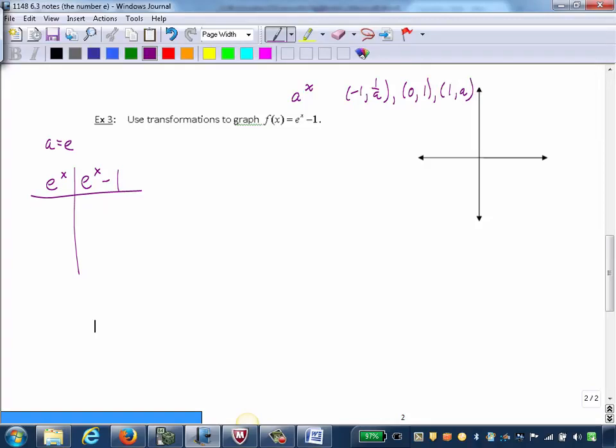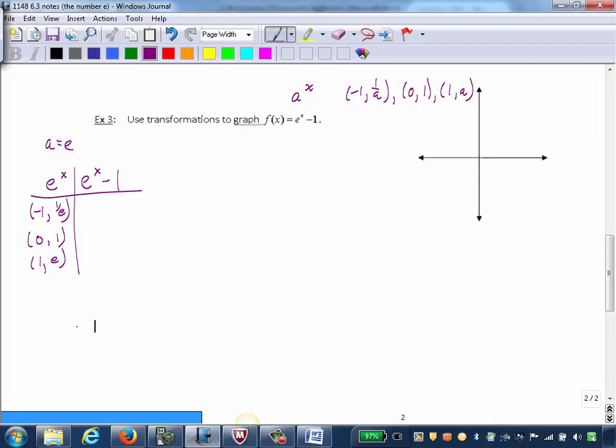Again, we don't have to memorize these points, we just need to be able to generate them. If I put a negative 1 in for my x, e to the negative 1 power gives me 1 over e. We know negative exponents give us reciprocals. If I plug in a 0 for my x, e to the 0 power, anything to the 0 power, is 1. And my easiest point, if I plug a 1 in for x, e to the first power is just e. So there are my 3 key points on my parent function.